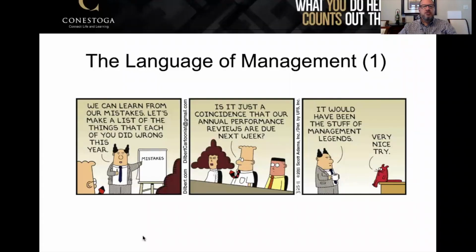Hello. Today we're going to handle the first section under the language of management. The first part that we're going to talk about today really relates to how you communicate within an organization to gain support for some of the different initiatives and ideas that you would have.